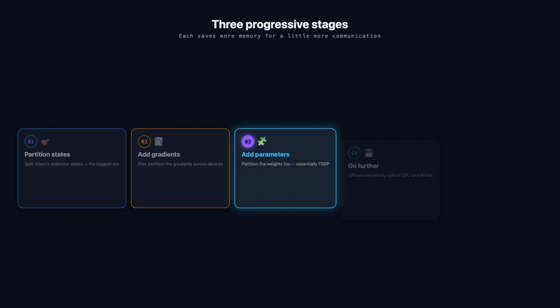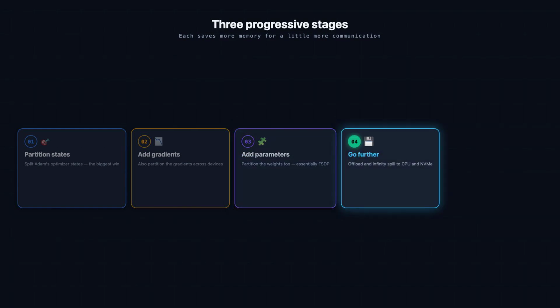The final stage finishes the job by partitioning the parameters themselves, so no GPU holds the whole model. Weights are gathered only when a layer needs them, then released. This is essentially what FSDP does, and it's the stage that unlocks the truly enormous models. Notice the pattern holding across every stage. Each level saves more memory and asks for a little more communication in return. Extensions like ZeRO-Offload and ZeRO-Infinity push even further, spilling state out to CPU memory and even NVMe drives when you need still more room.